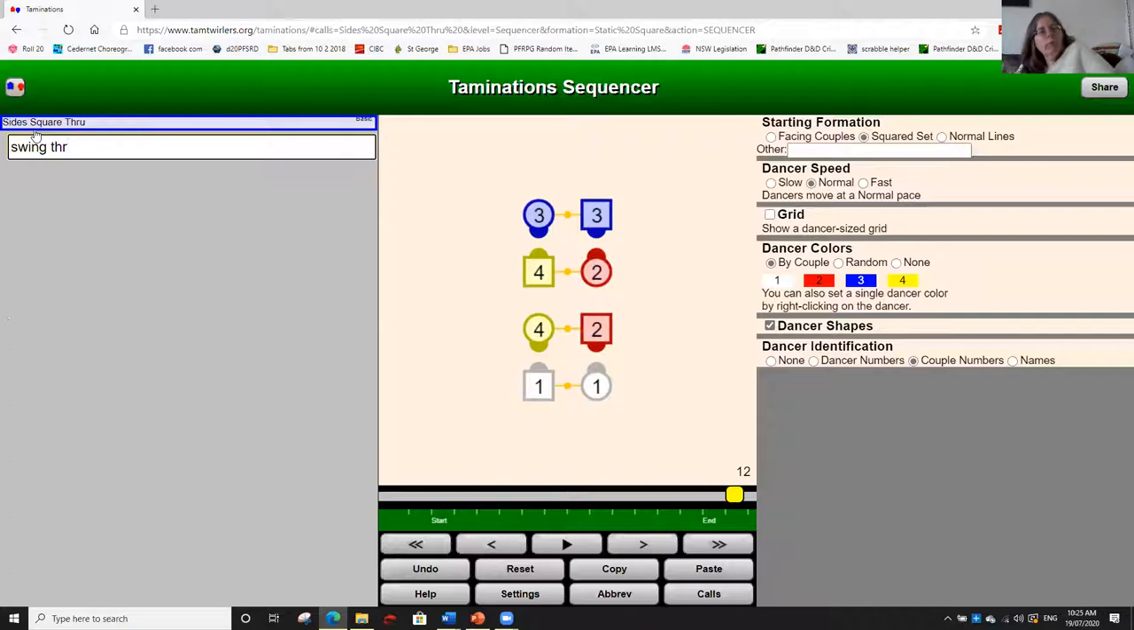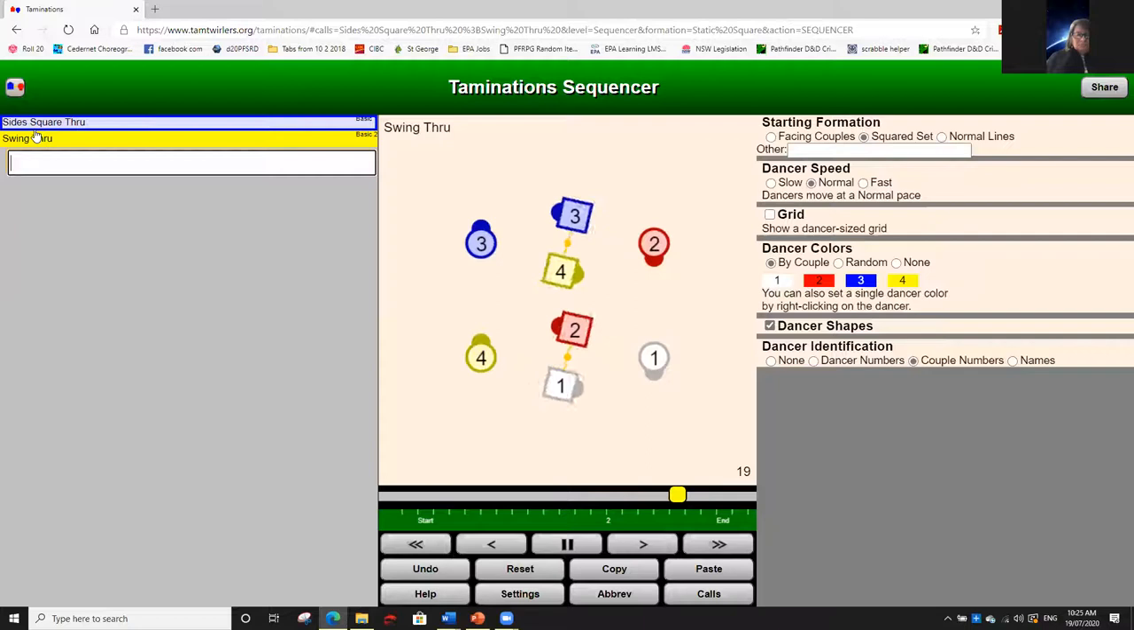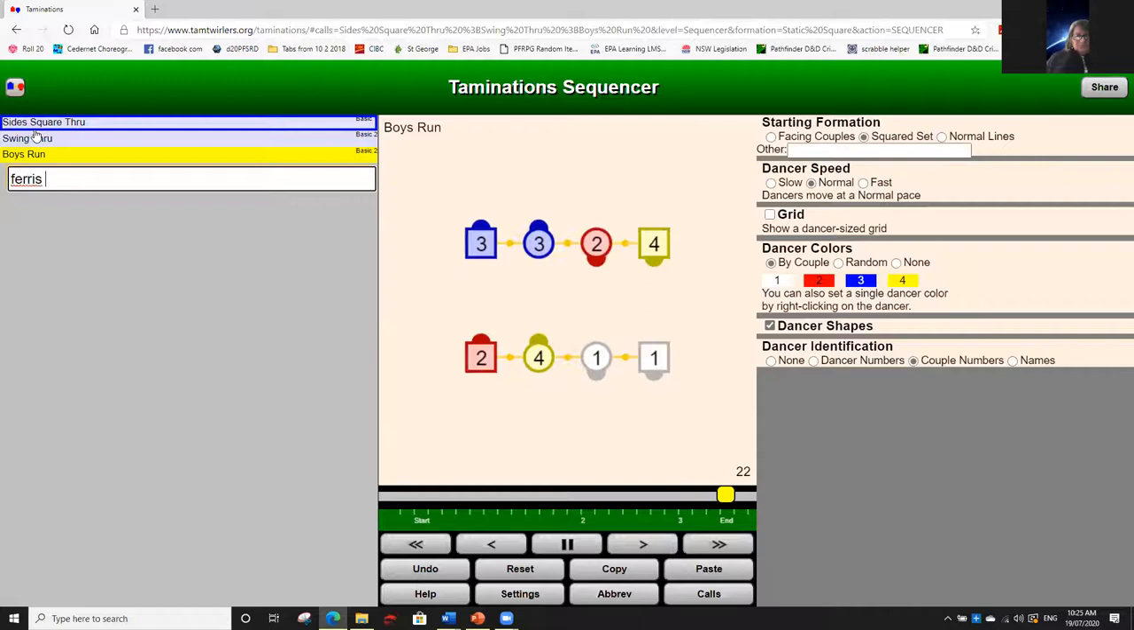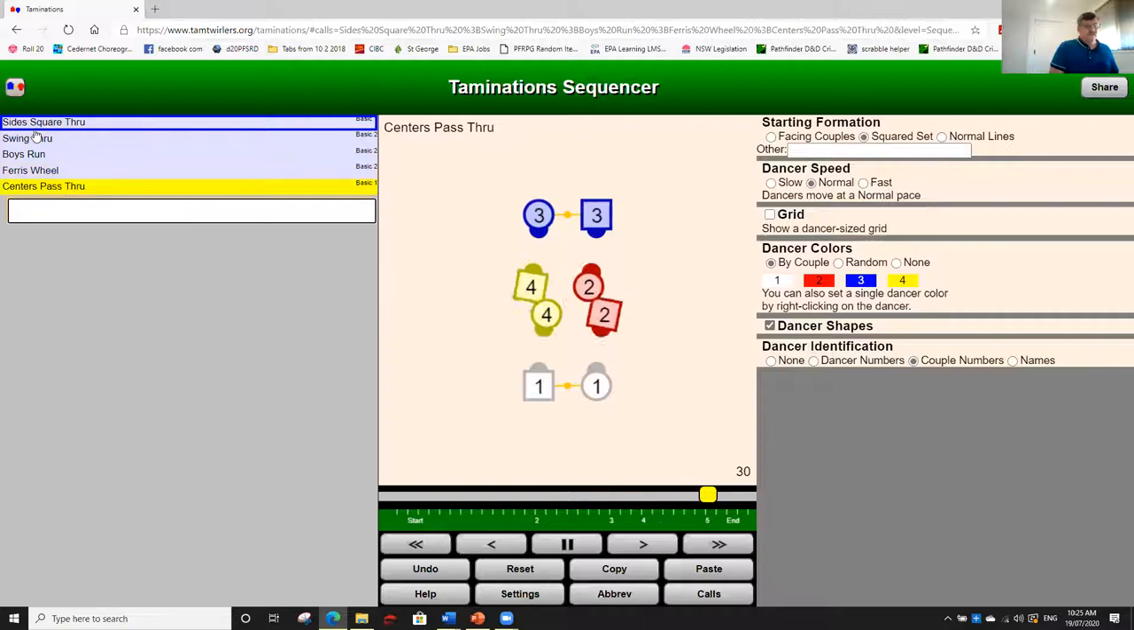Okay, I'm in a corner box. Give me a corner box module. Swing through. Boys run. Ferris wheel. Dennis pass through. Perfect. Okay, now I'm going to go back into my singing call.